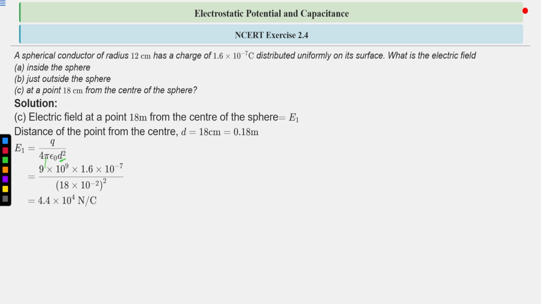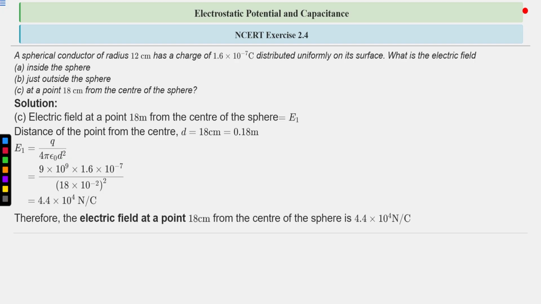So after putting the values of Q and D and this constant 1 by 4 pi epsilon naught, you will get the electric field at a point 18 centimeter from the center of the sphere as 4.4 into 10 to the power 4 Newton per Coulomb. Therefore the electric field at a point 18 centimeter from the center of the sphere is 4.4 into 10 to the power 4 Newton per Coulomb.